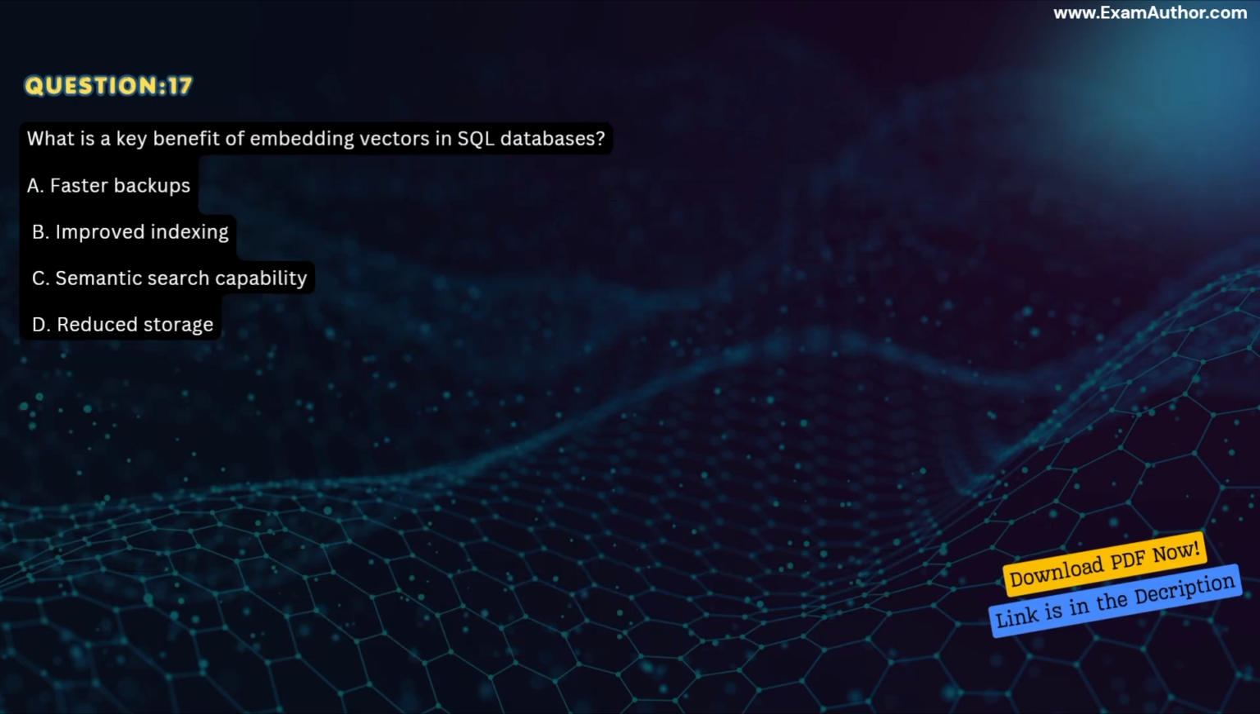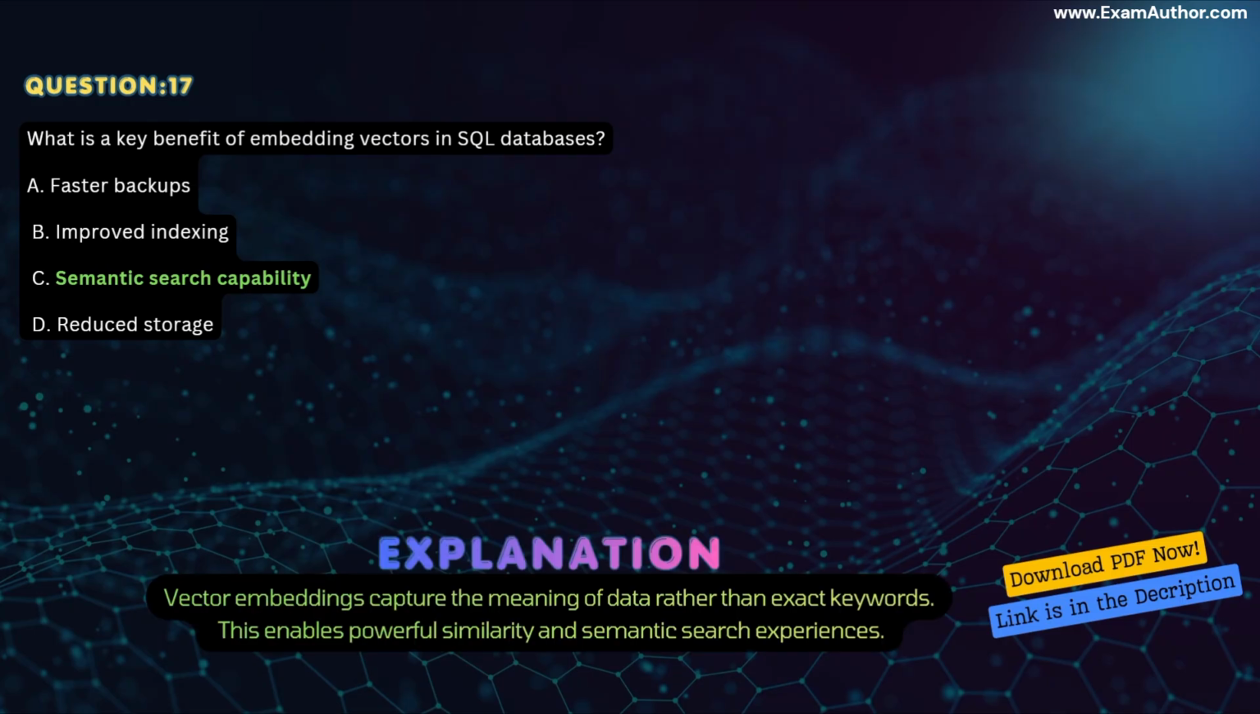Question 17. What is a key benefit of embedding vectors in SQL databases? A. Faster backups. B. Improved indexing. C. Semantic search capability. D. Reduced storage. Correct answer C. Semantic search capability. Explanation. Vector embeddings capture the meaning of data rather than exact keywords. This enables powerful similarity and semantic search experiences.